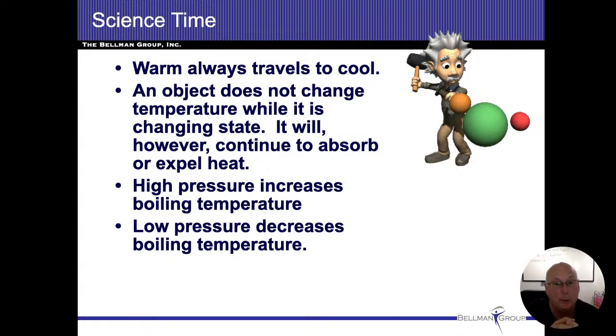All right, so when we increase the pressure, we increase the boiling temperature. When we decrease the pressure, we end up decreasing the boiling temperature as well, or changing from liquid to gas. Same thing when we pressurize an object, and that's not on our list. So whenever we pressurize an object, we're going to raise that boiling temperature. When we depressurize an object, we're going to decrease that boiling temperature. All of these items work with our air conditioning system.